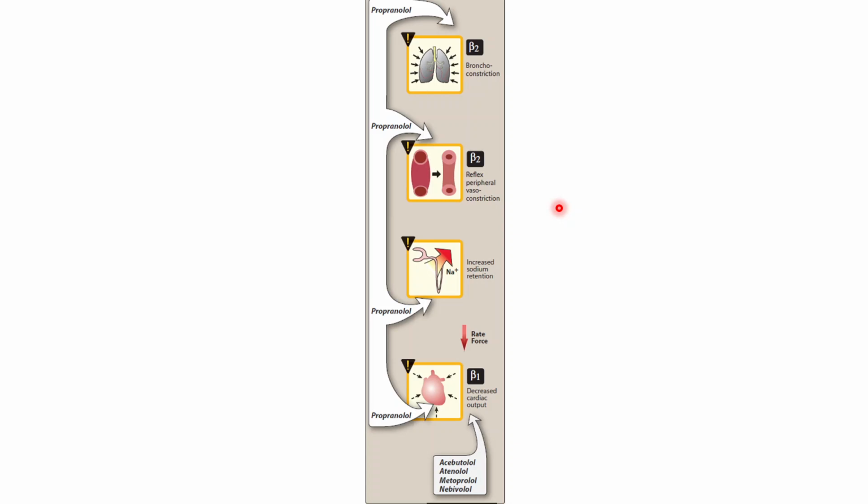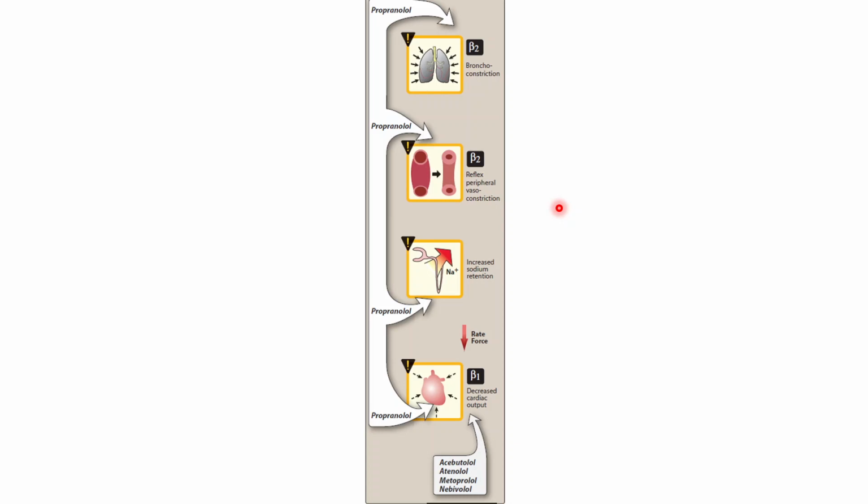Beta blockers are indicated for hypertension, angina, arrhythmias, myocardial infarction, heart failure, hyperthyroidism, and glaucoma. For glaucoma, they are used as eye drops and instilled locally, because the effect of systemic beta blockers on the eye is negligible. Sometimes they are also used for prophylaxis of migraine headaches.